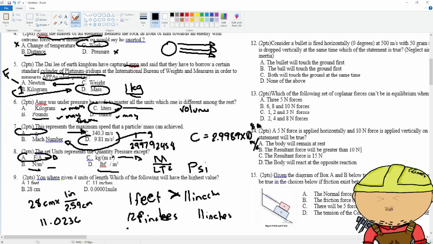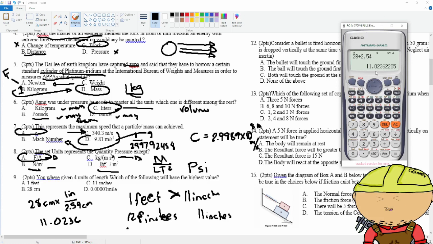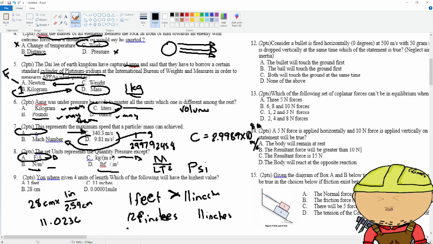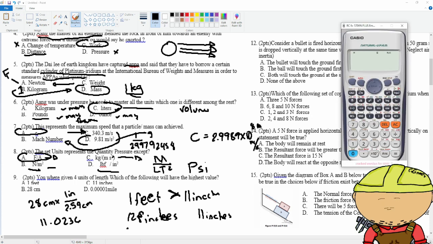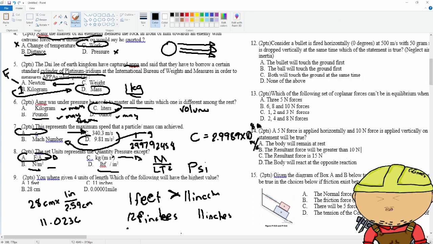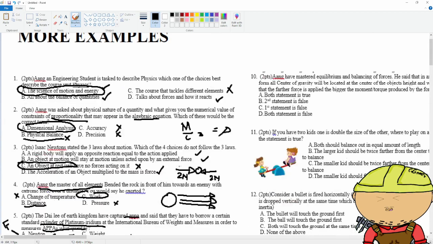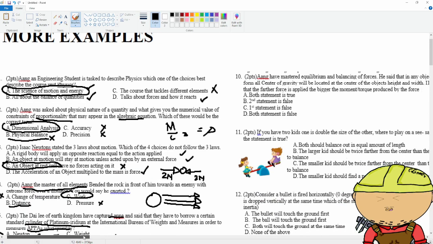Okay? Mile. Let's convert mile. 1 mile is 5,280 feet times 12, and that will be 63,360 inches. The winner is 1 feet. Okay? It has the highest value among the units of length.